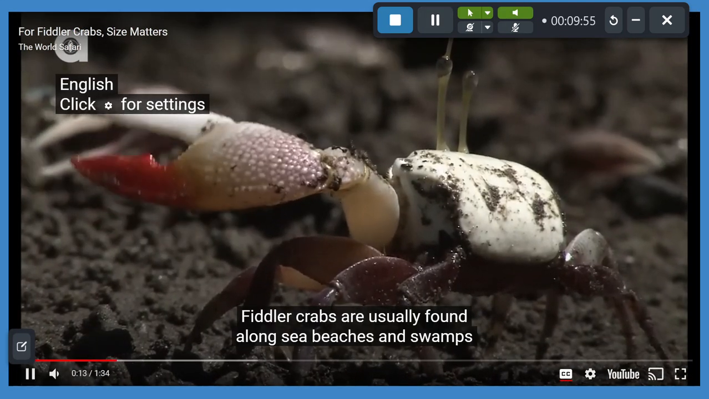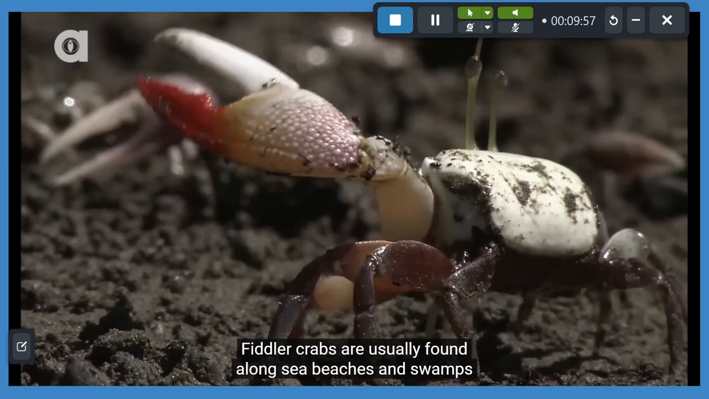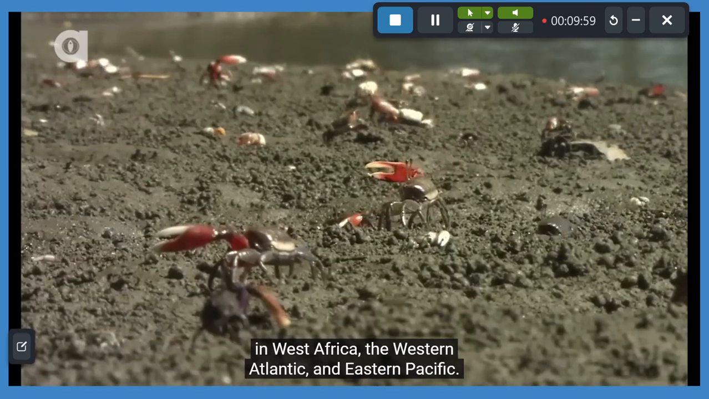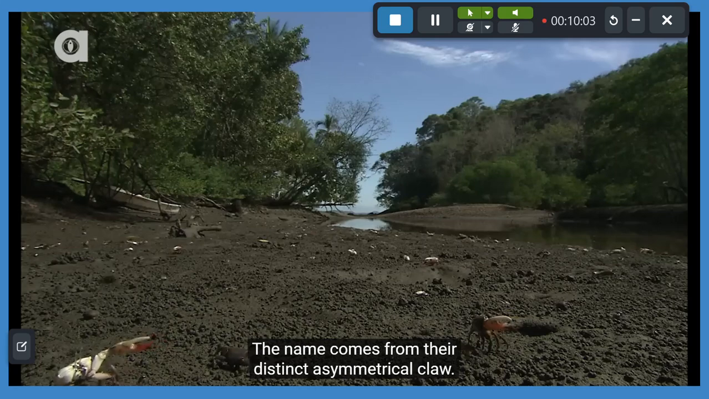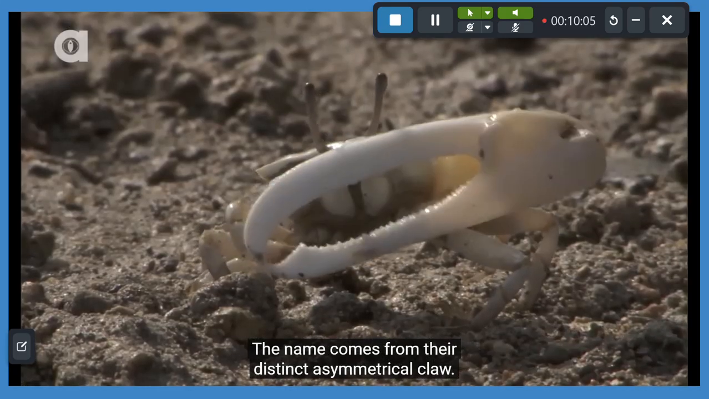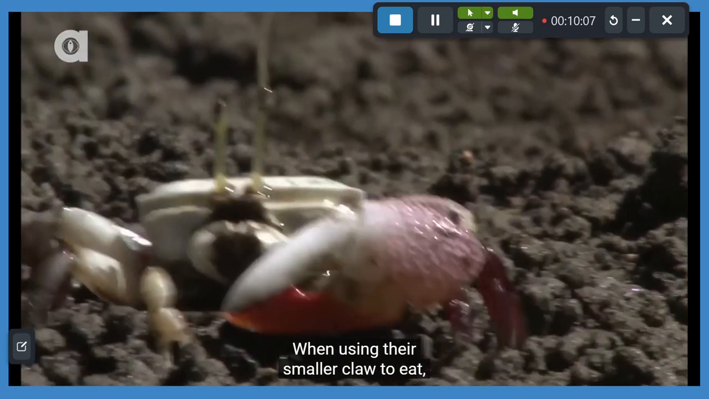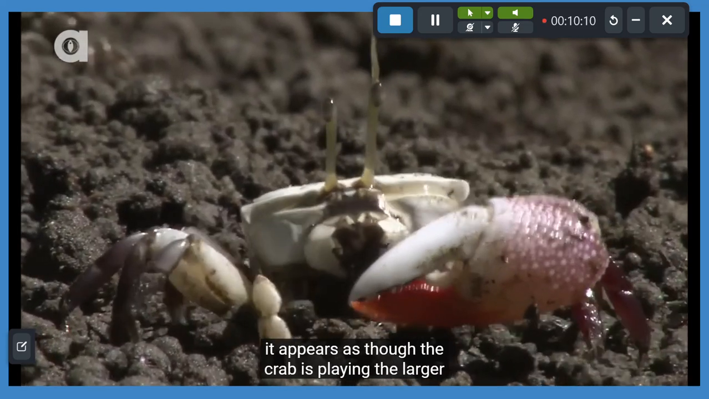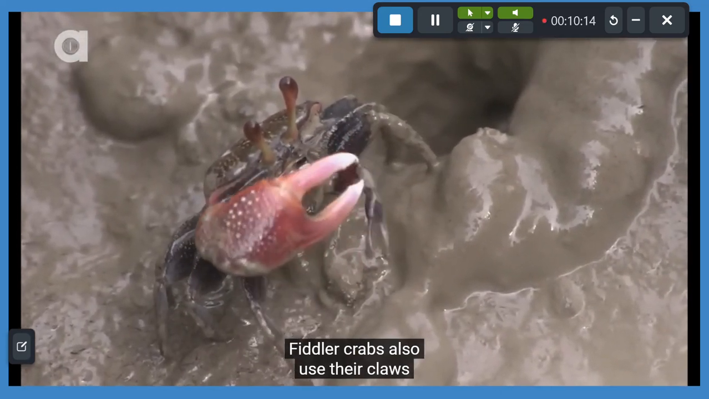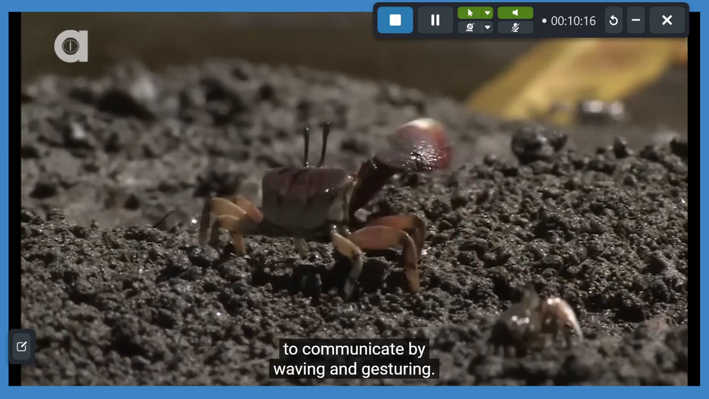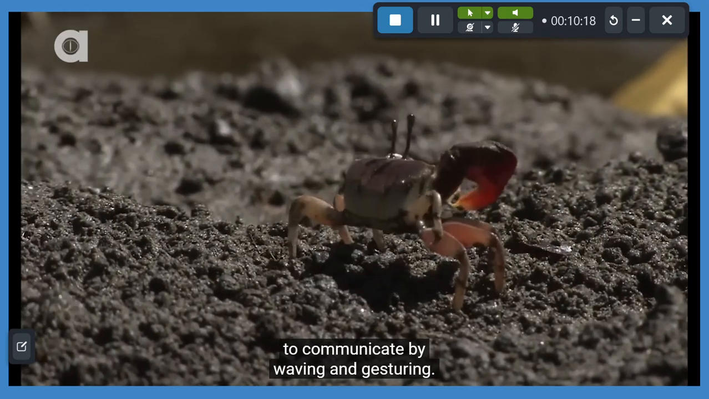Fiddler crabs are usually found along sea beaches and swamps in West Africa, the Western Atlantic, and Eastern Pacific. The name comes from their distinct asymmetrical claw. When using their smaller claw to eat, it appears as though the crab is playing the larger claw like a fiddle. Fiddler crabs also use their claws to communicate by waving and gesturing.